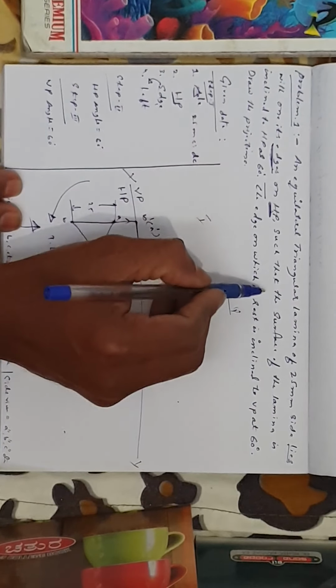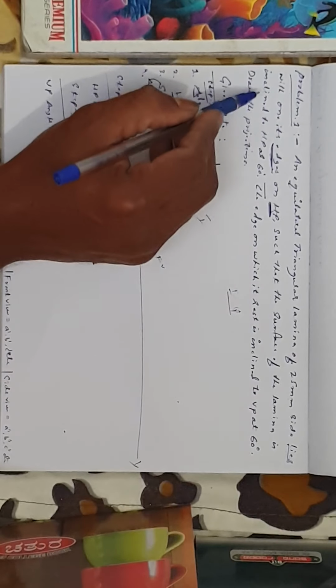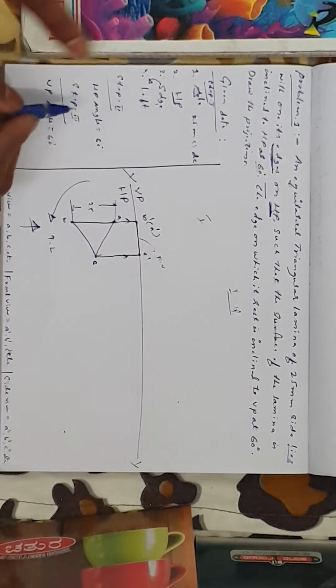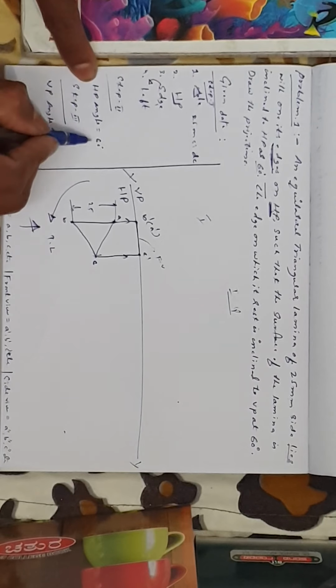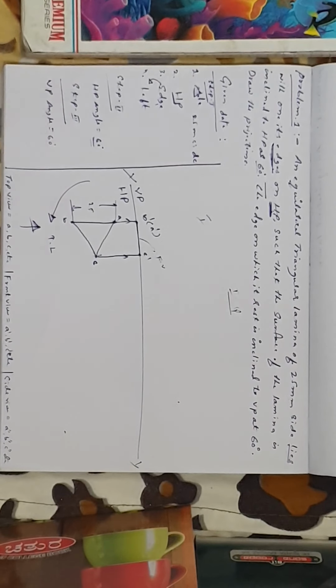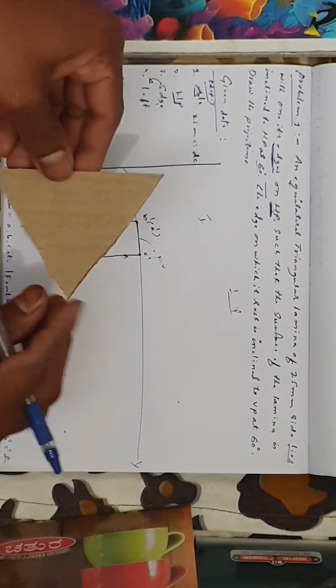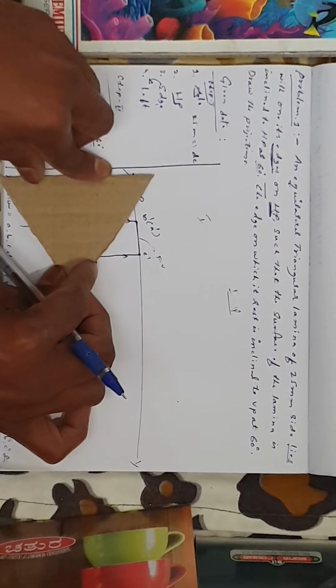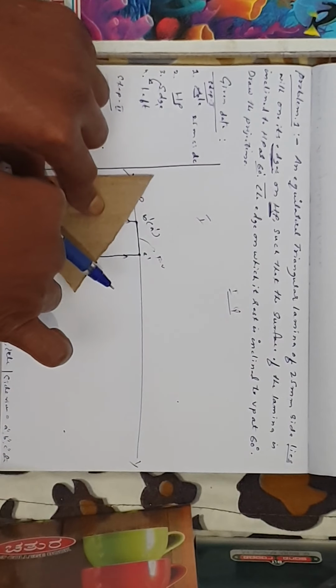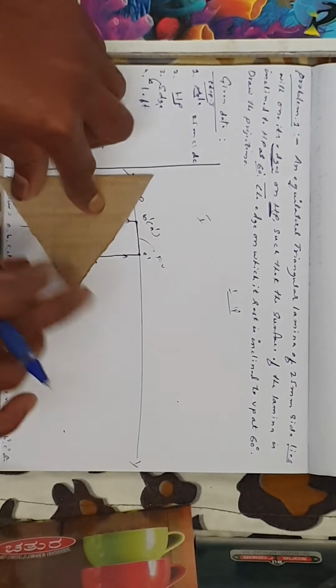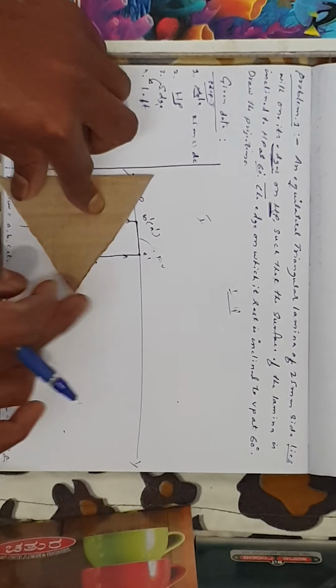See, an equilateral triangular lamina of 25 mm side lies with one of its edges on HP such that the surface of the lamina is inclined to HP at 60 degrees. So for the second step, the HP angle is given, 60 degrees. The given triangular lamina is resting on HP. So we have drawn the top view true length and the front view also. That's how we completed the first step.